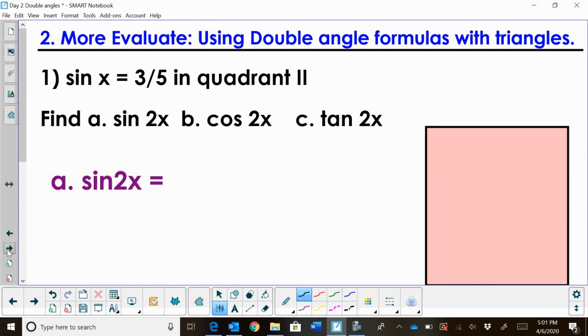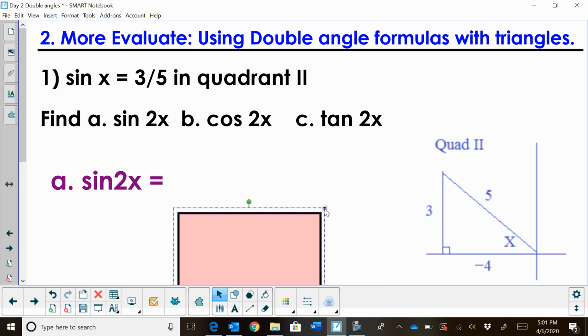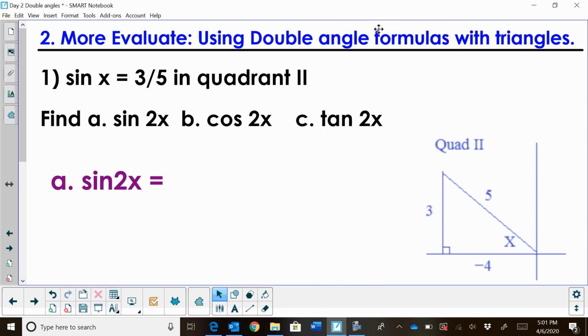Okay, let's try a double angle using triangles. So we're going to start with sine x being 3/5 in quadrant 2. Okay, quadrant 2 is important because sine is positive in quadrant 2, but cosine is negative and tangent is negative. So the first thing you want to do with these is you want to draw your picture so you can see it.